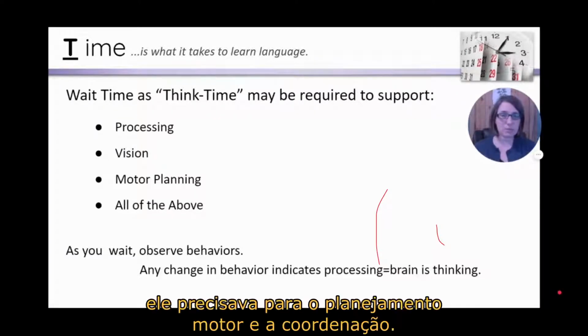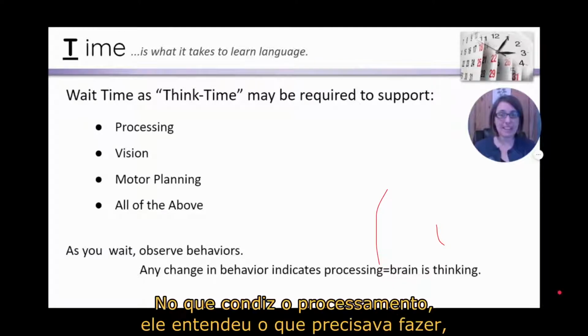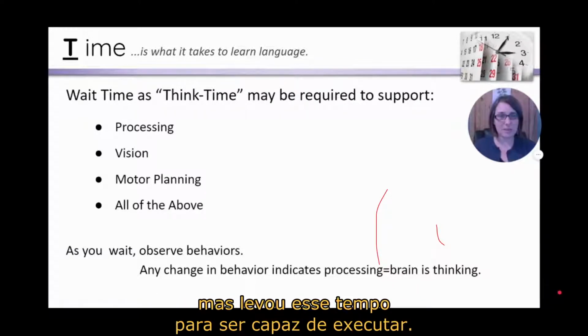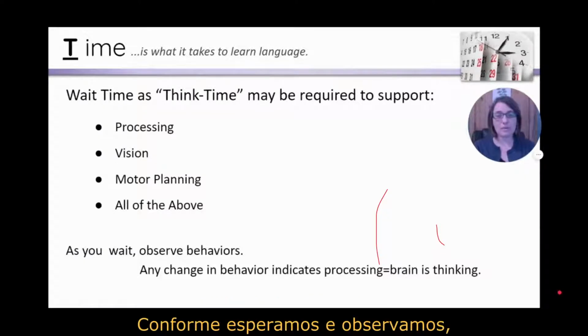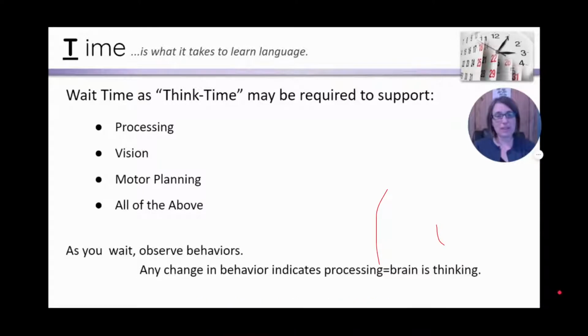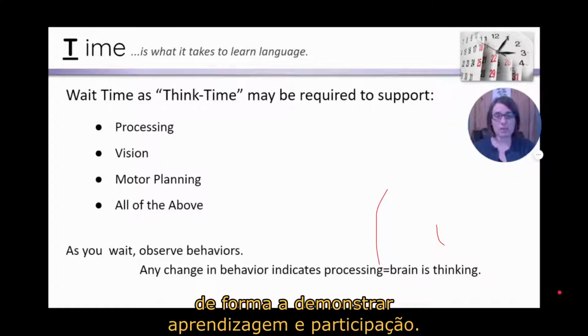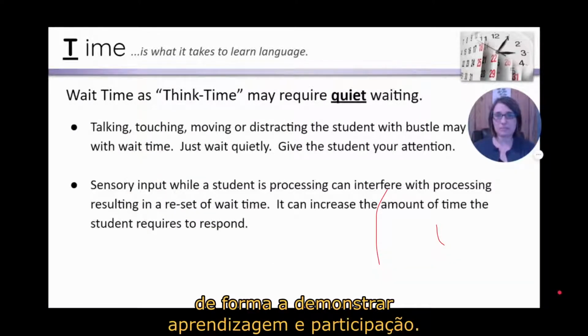He really needed that time. He needed it for the motor planning and the coordination. I think processing-wise, he understood pretty quickly what he needed to do, but it took that time in order for him to be able to execute. So as we wait and observe, noticing that changes in behavior can indicate that the brain is thinking, the body is thinking, so to speak, in order to show learning and participation.